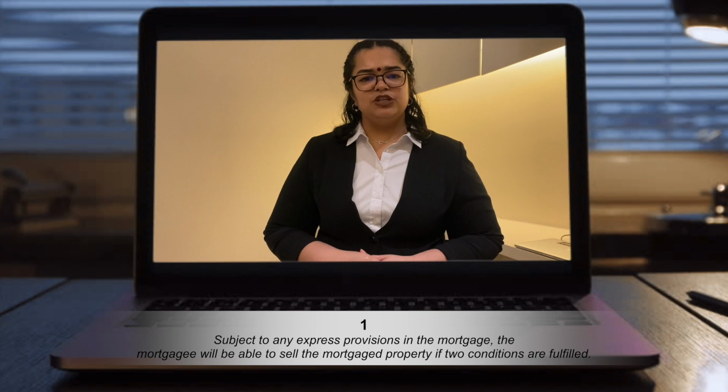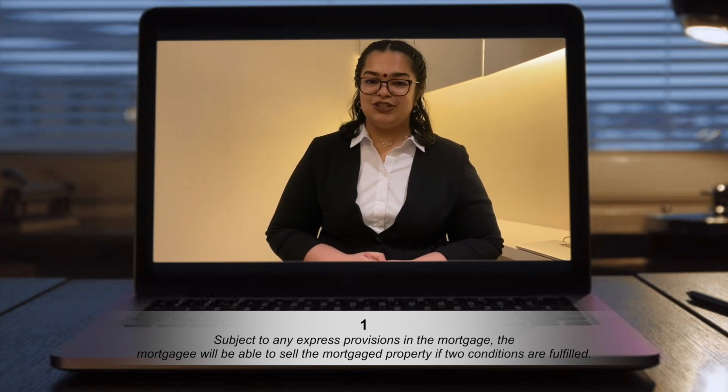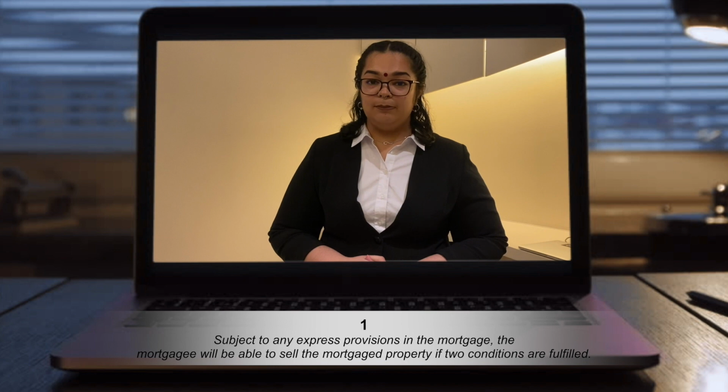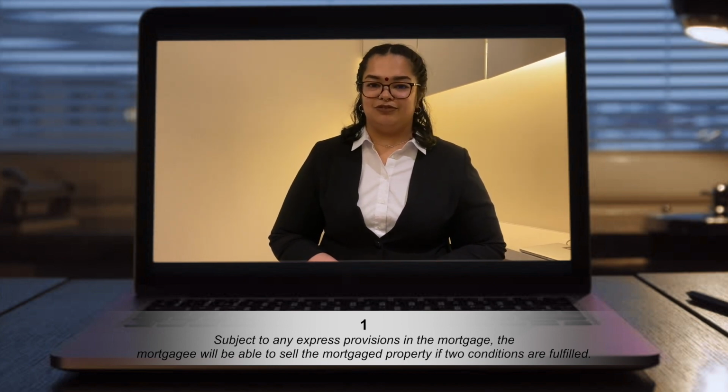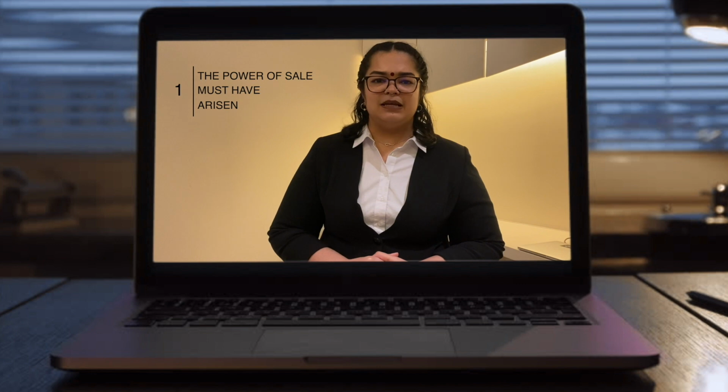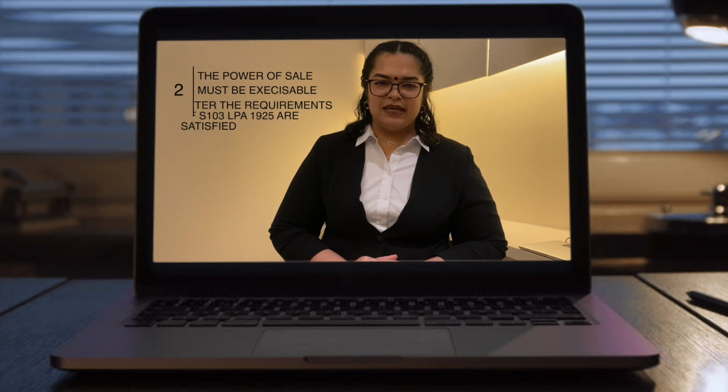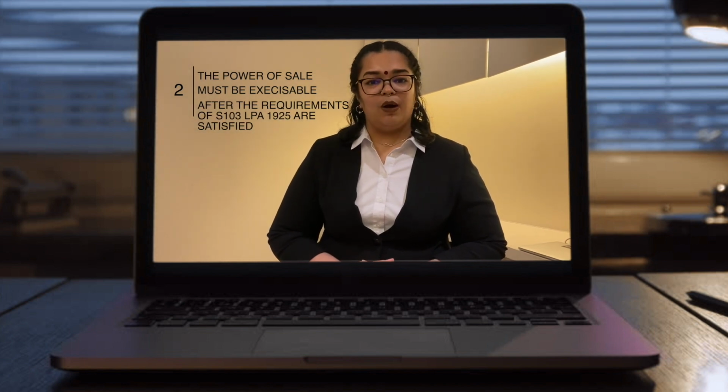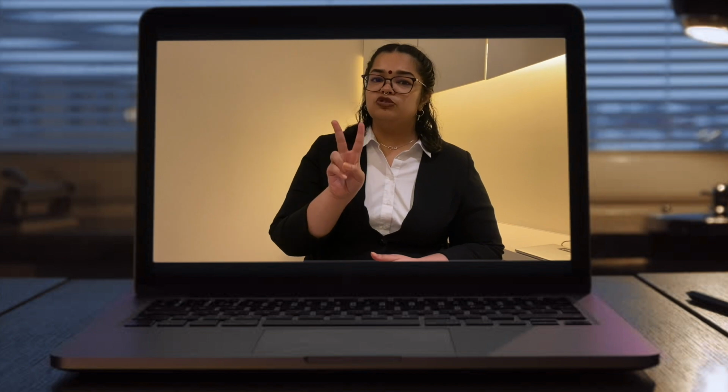To answer this question, we will look at five things. Firstly, subject to any express provisions in the mortgage, the mortgagee will be able to sell the mortgaged property if two conditions are fulfilled. First, the power of sale must have arisen. As the case of 20th Century Banking illustrates, this happens when the legal or contractual date for redemption has passed. Second, the power of sale must be exercisable after the requirements of Section 103 are satisfied. Therefore, the mortgagor is protected because the mortgagee is restricted to the two conditions which must be satisfied before he can utilize his power of sale.